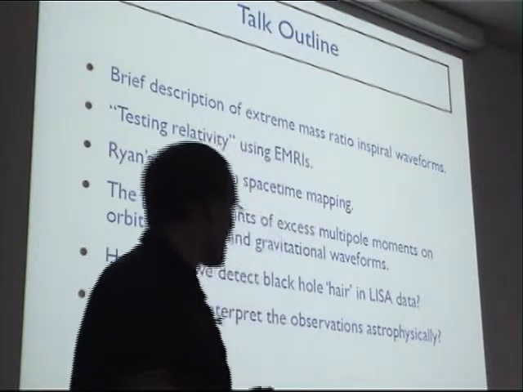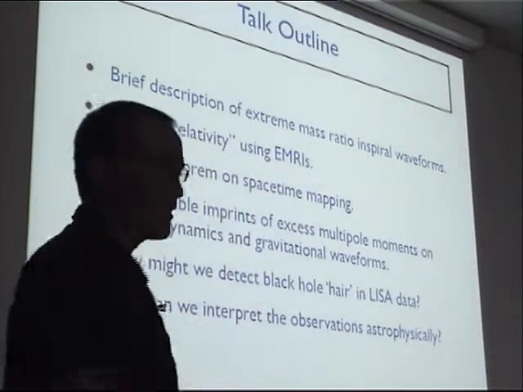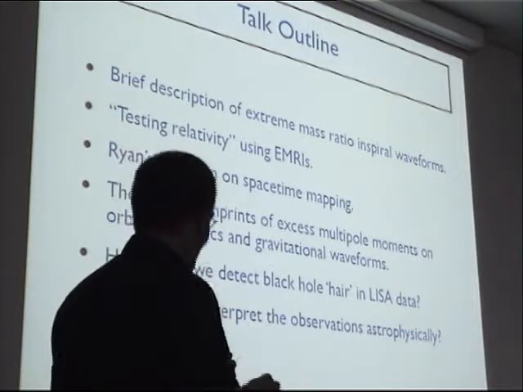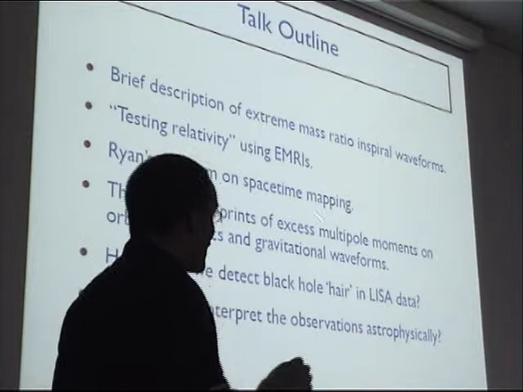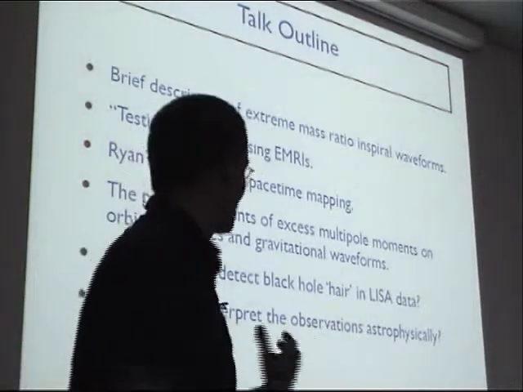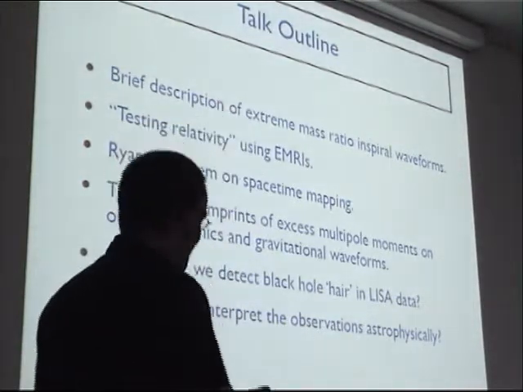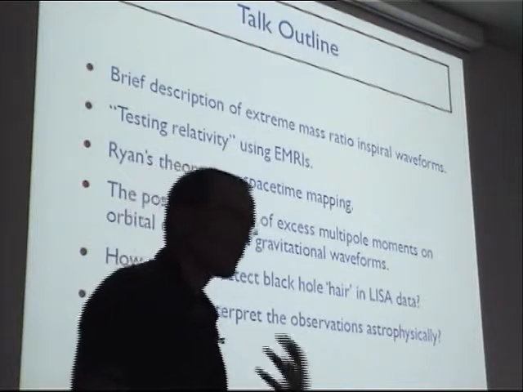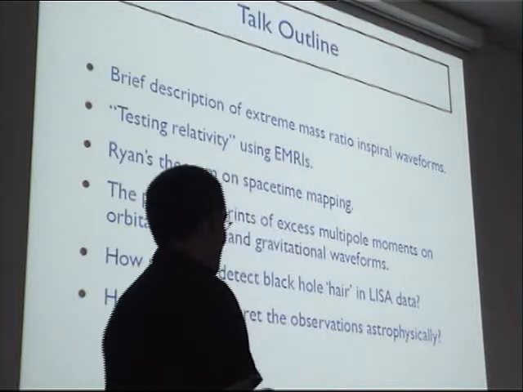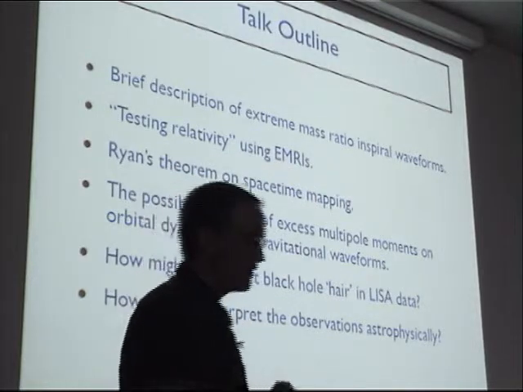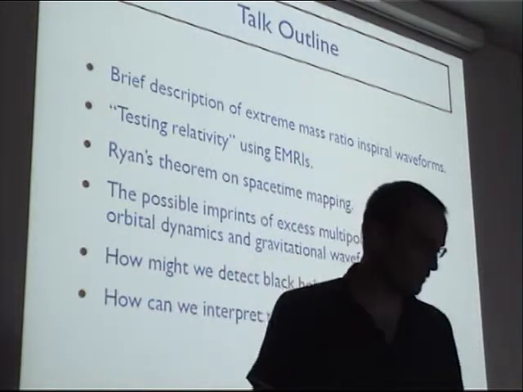And then towards the end, I'm going to talk about issues that are very pertinent in how we might detect deviations from general relativity or black hole hair in real observations. And assuming we can make these detections, how we might interpret these observations astrophysically.